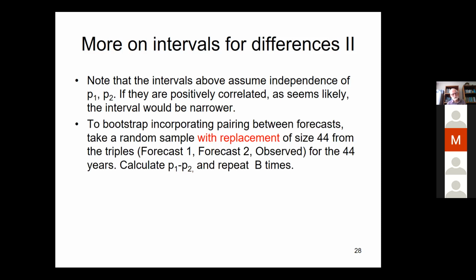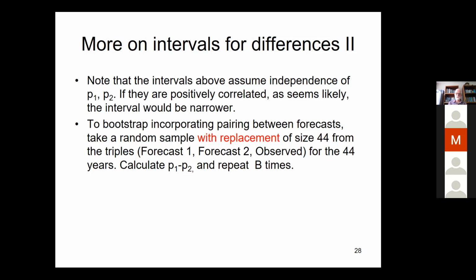So to take account of the pairing between the forecasts, we do a bootstrap in a different way. I'm now sampling from a population of size 44. That was all my years. And for each year, I've got a triple: forecast 1, forecast 2, and the observed. So I've got that triple for each year. And what I now do is I sample with replacement from that size 44 population.